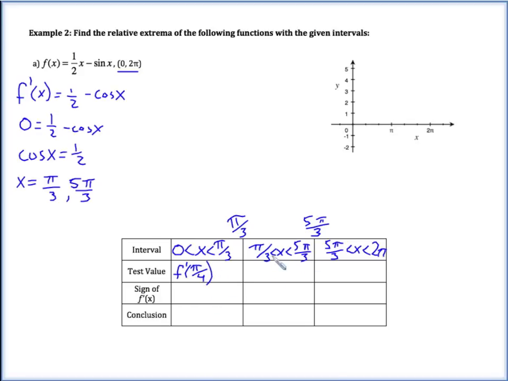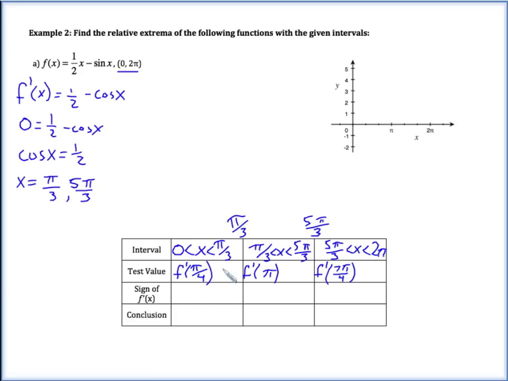Okay, we need a test value between pi over 3 and 5 pi over 3. Well, pi is right in the middle there. And then between 5 pi over 3 and 2 pi, well, this right here would be 8 pi over 4. So let's try 7 pi over 4. And that is bigger than 5/3. Okay, so it's just going to be a little tricky. You've got to make sure you find a value right in that interval.